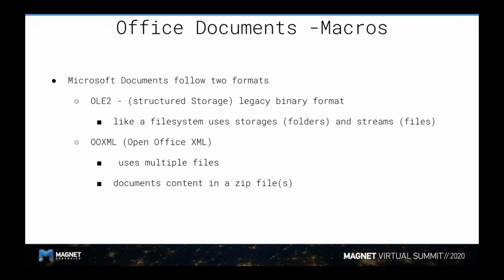So again, I talked kind of about this already, but there's two formats of these OLE formats. There's the sort of legacy, which is this structured storage system, and when you look at it, it reminds me very similar to a file system where it uses storage and streams, which is much like folders and files. And the modern day is the Open Office XML, which uses multiple files and their contents are contained in a zip file structure. And we'll see examples of that as well.